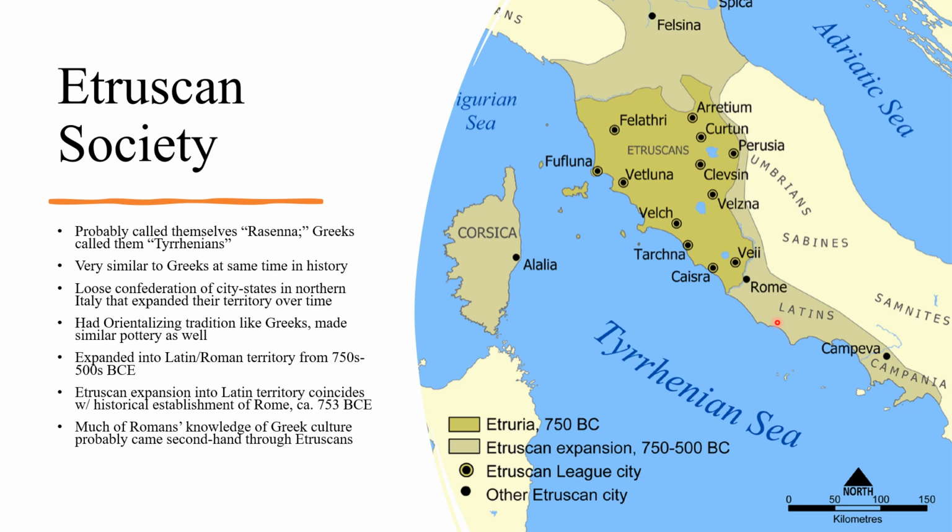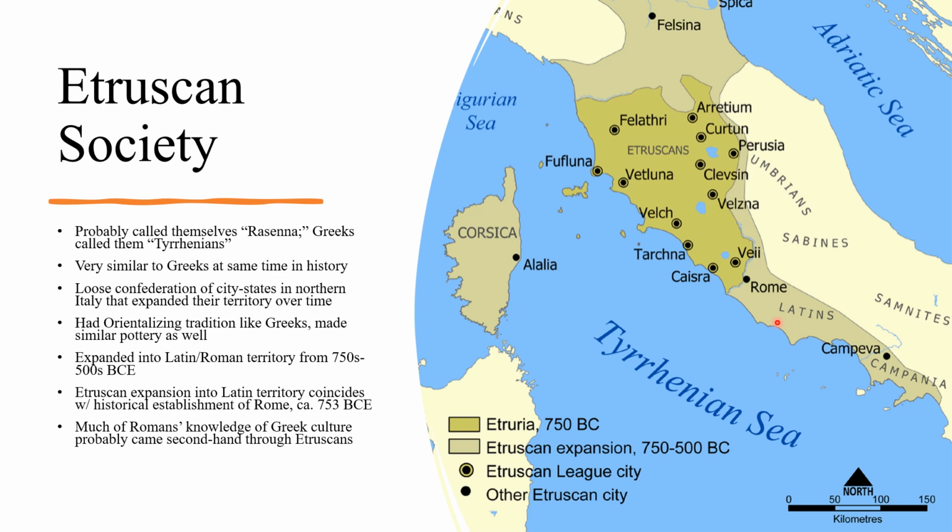What's interesting about the Etruscans is there's multiple names for them. The Etruscans probably called themselves the Rasenna. The Greeks called them the Tyrrhenians, and of course the Romans called them the Etruscans. And Etruscan culture tends to be pretty similar to Greek culture at about the same time in history. Typically, the Etruscans are usually a little bit behind the Greeks in terms of material culture styles being used, sculpture styles, painting styles. They're usually a couple hundred years behind.